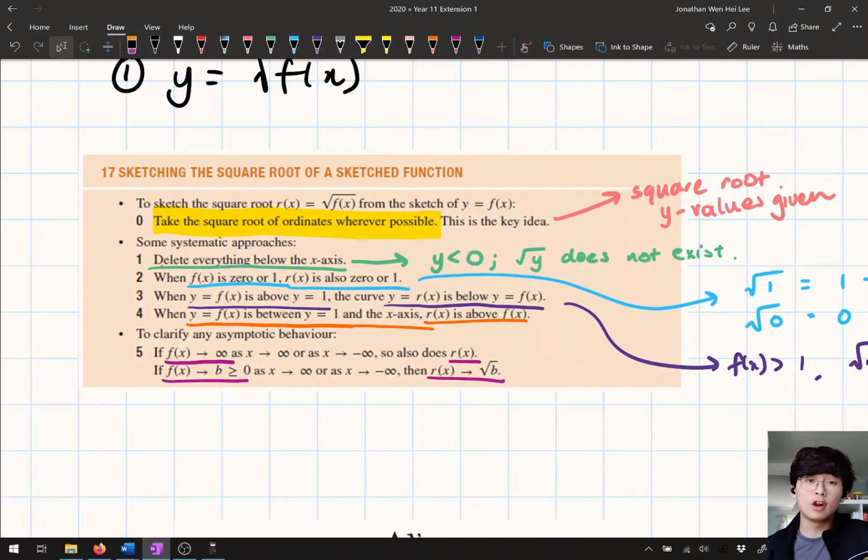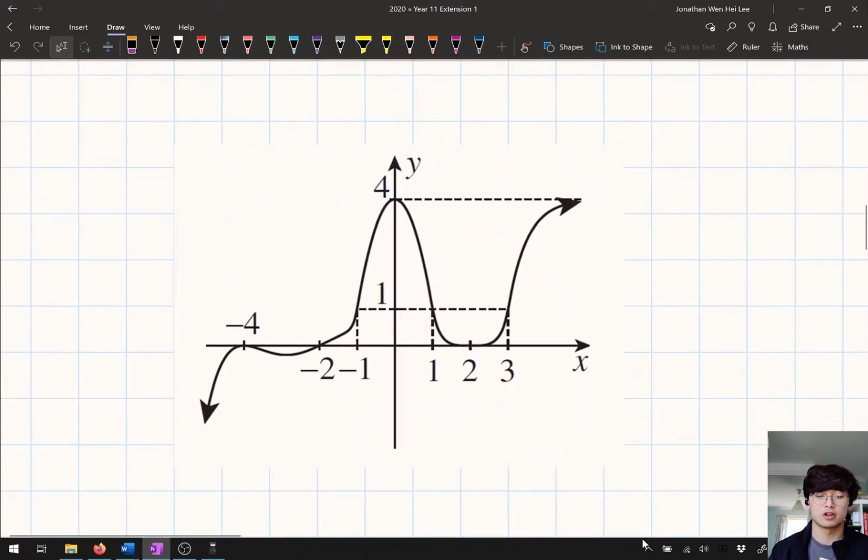So let's have a look at the examples below us right here. Let's apply these steps for this question over here. We have a function here and we want to sketch y is equal to the square root of this particular function. Okay, let's use those steps that we had up above and start from the top.